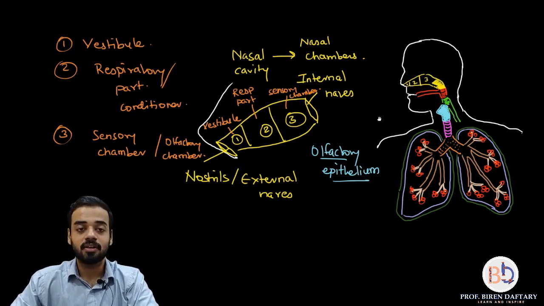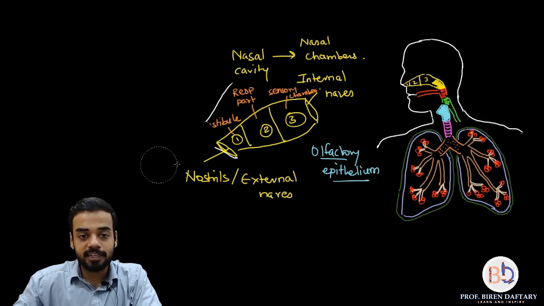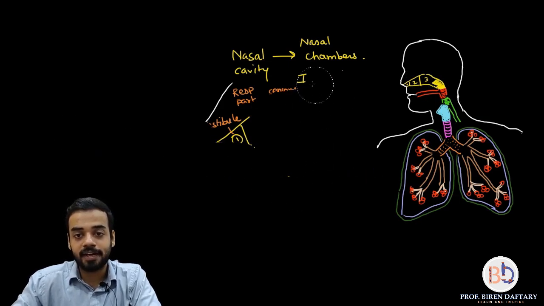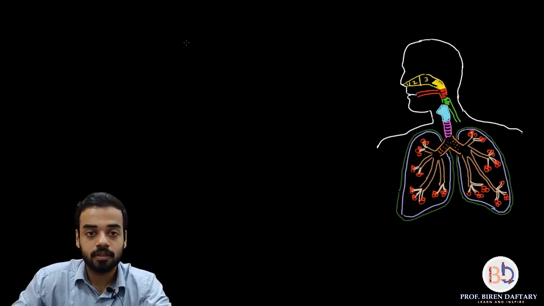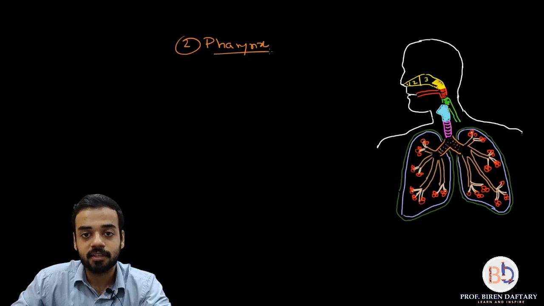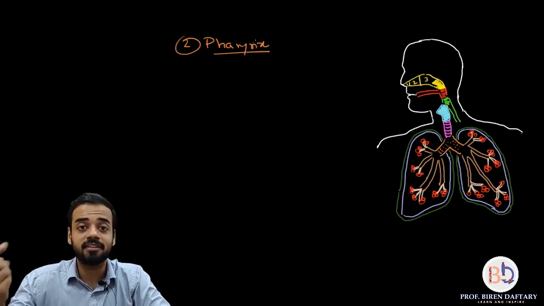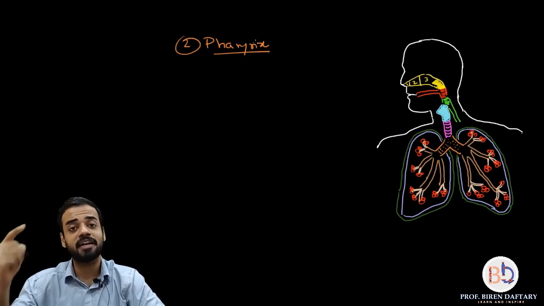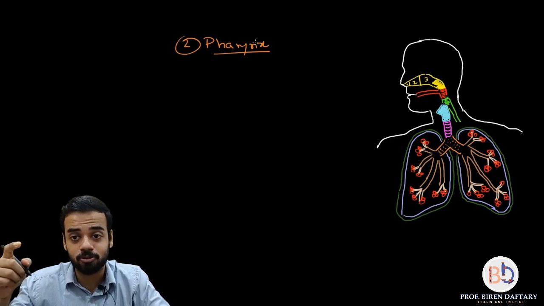Is this clear? Okay, now let us move on to the next part. The next part is the pharynx. So the second part of your respiratory system is the pharynx. Now the pharynx is a common opening for both the respiratory and the digestive systems, because we have studied the pharynx in the digestive system also, and we are going to study it now in the respiratory system also.